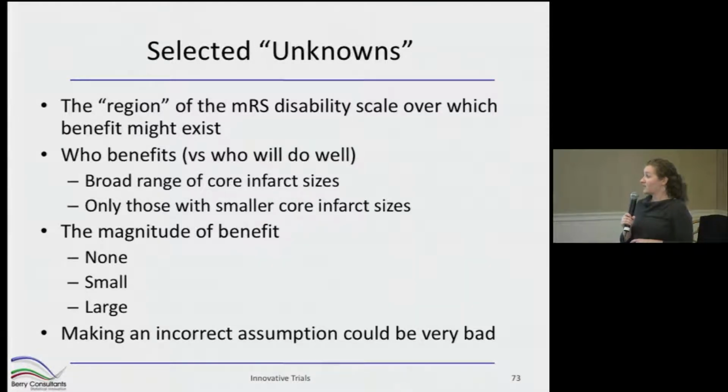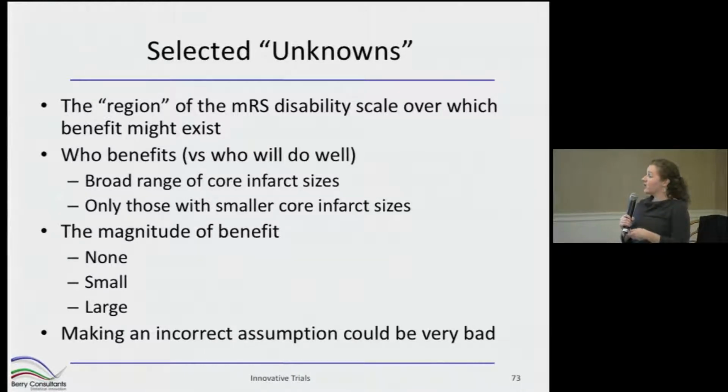One of the other uncertainties was the magnitude of the benefit for this device called Trevo. Does it have no benefit? Does it have a large benefit? Does it have a small benefit? And the implications here were, well, if it has a large benefit, we could run a small trial. But if the benefit is smaller, we would need a larger trial. So this is kind of the idea that we might need a flexible sample size because we have some uncertainties about the size of the treatment effect.